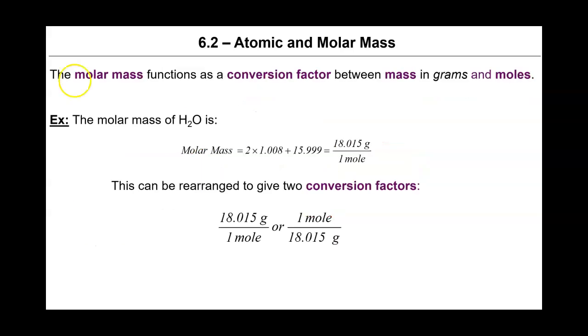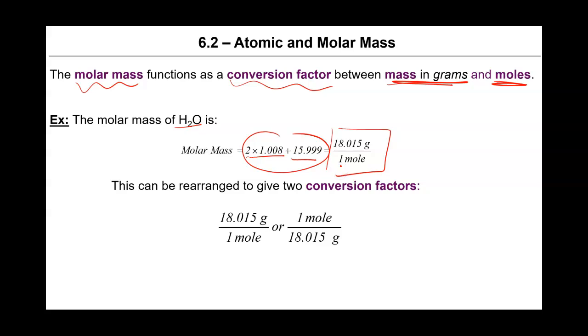So it's important to recognize that the molar mass, whether it's for an atom or for a compound, can function as a conversion factor between the mass in grams and moles. So, as we did previously, we can calculate the molar mass of water by summing together the masses of the atoms that are in its formula. So we've got 2 hydrogen atoms plus an oxygen atom, gives us a molar mass of water of 18.015 grams per mole. And this molar mass can be reorganized to give 2 conversion factors. This first conversion factor here cancels moles and turns moles into grams, and the second conversion factor cancels grams and turns the grams into moles. So depending on what you want to do, you can use the molar mass in 2 forms.